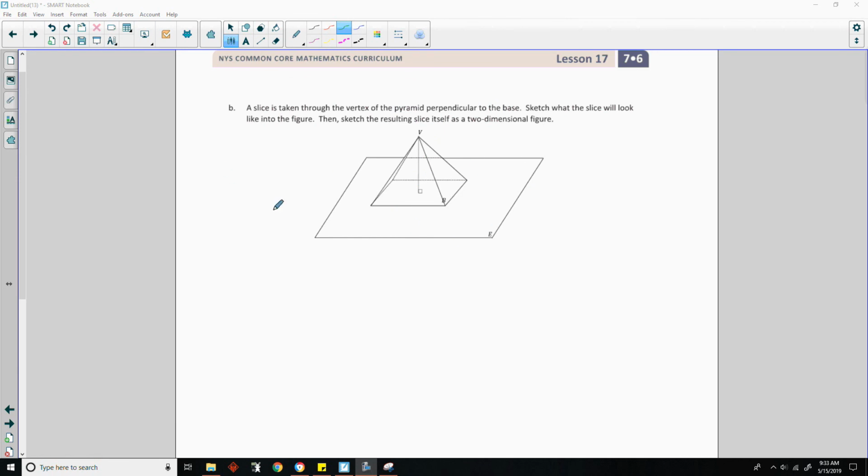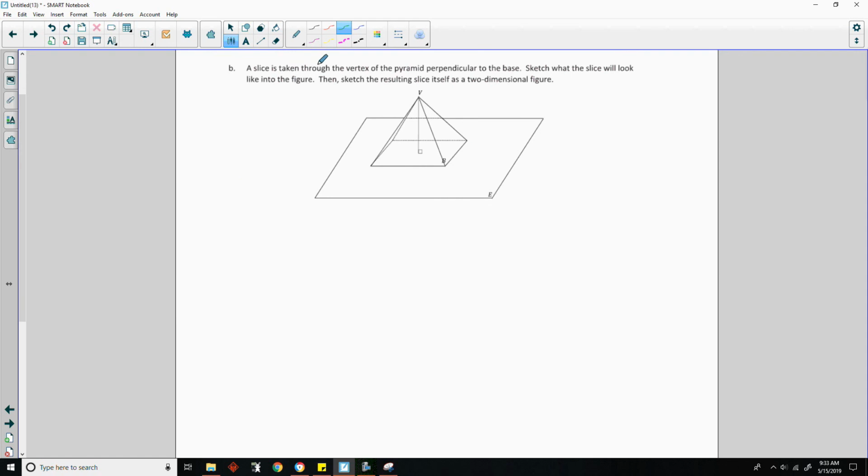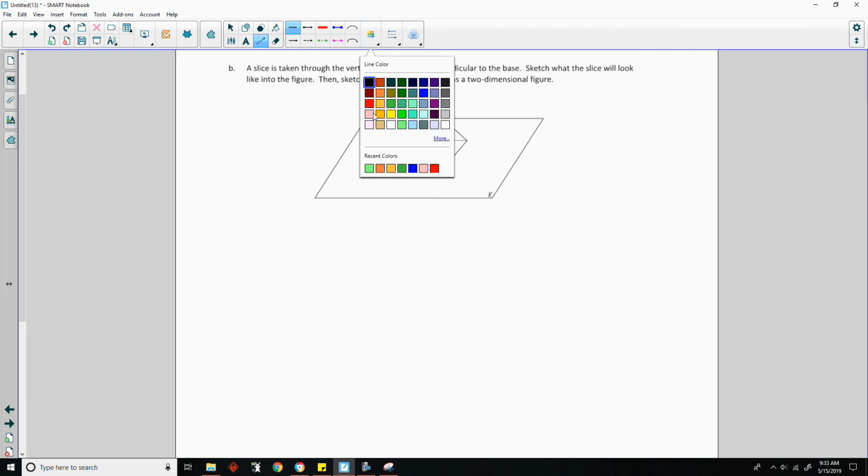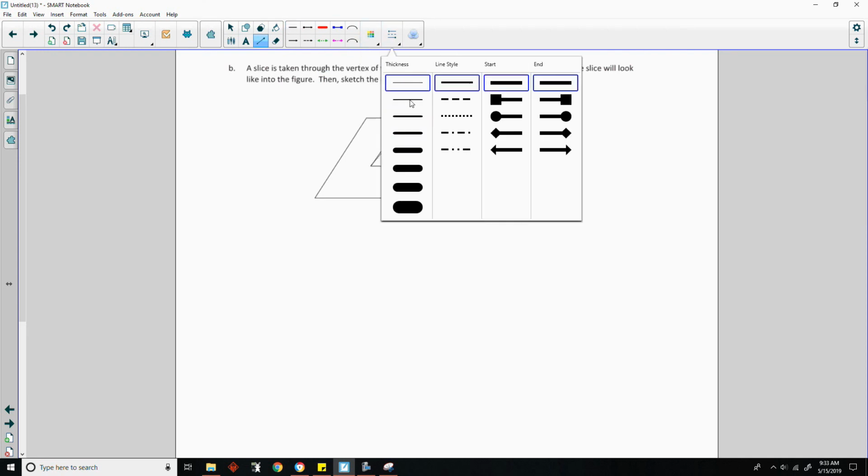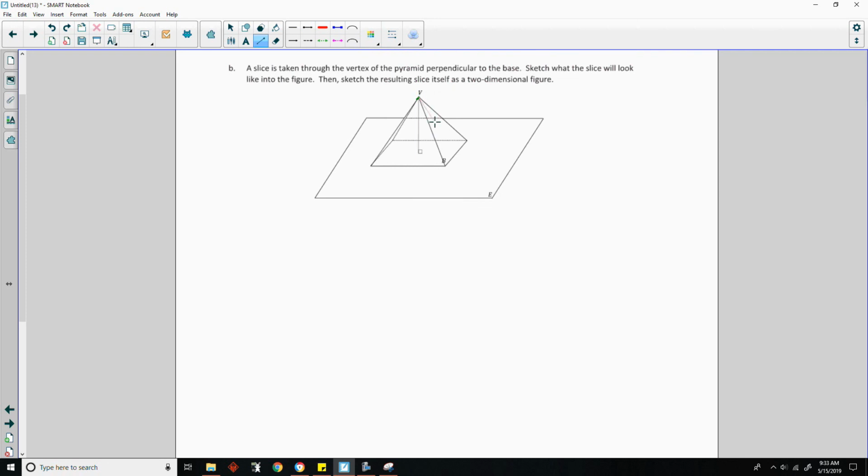Okay, page 6, part B to number 5. A slice is taken through the vertex of the pyramid, which is right here, perpendicular to the base. Sketch what the slice would look like into the figure. Okay, so if it's perpendicular to the base and it's going through the vertex, it would meet at the midpoint of both lateral sides. So I am going to do this in pink, and I will do it with a thin line. And so what I'm going to do is go from the vertex down to this edge right at the midpoint. And I'm going to do the same thing over here right down to its midpoint. And then I'm going to slice it from this midpoint all the way through like so.